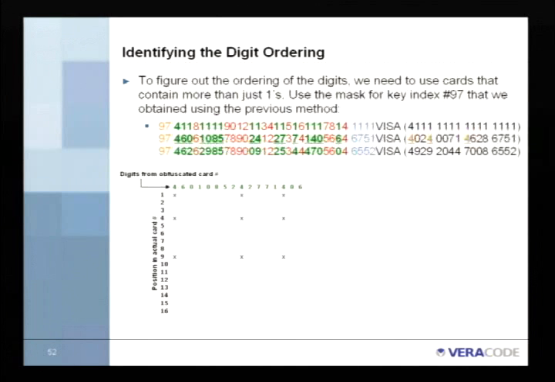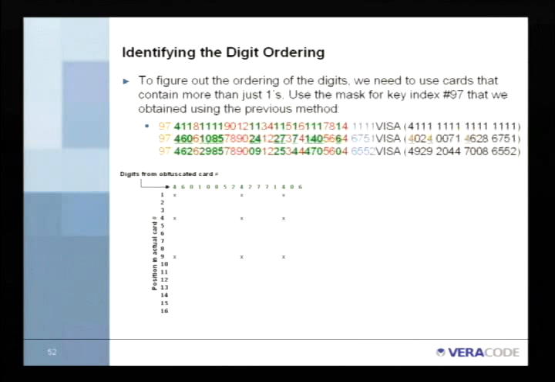So what we're going to do here is see how the 4s are underlined in the second card number there. We're going to take those digits from the original card number, and the columns here correspond to the digits in the obfuscated card number as underlined in green up there. So we're going to put an X anytime a particular digit appears at a particular position in the original card.